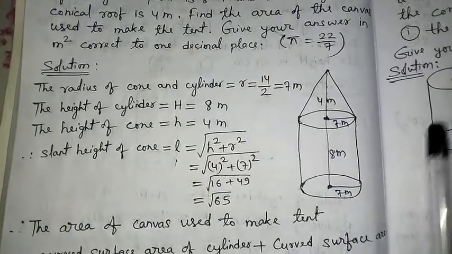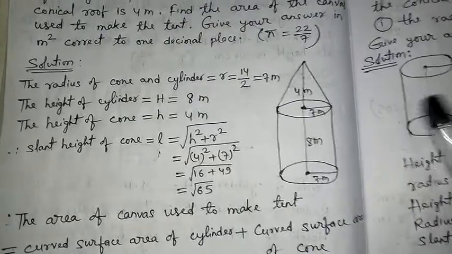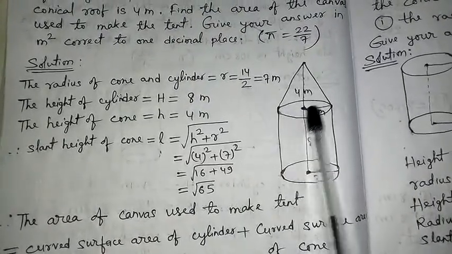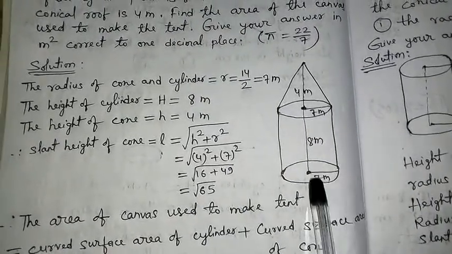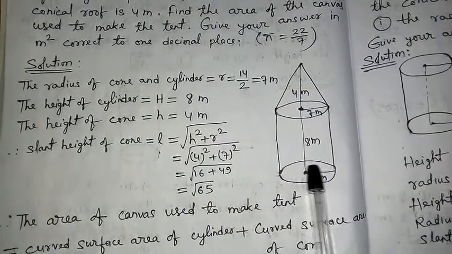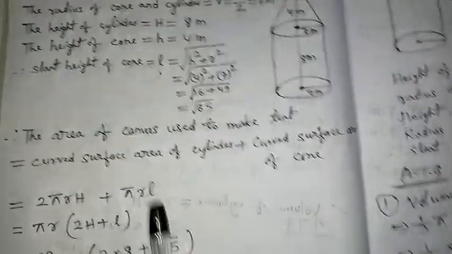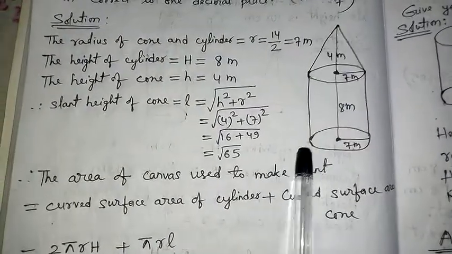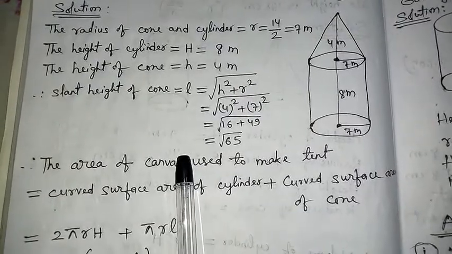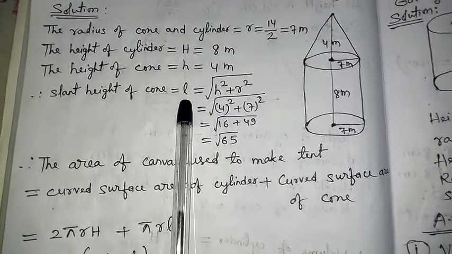So I mean to say here, which area you will find? You will find curved surface area. Why? Because here it is open, this particular portion is open, here it is on the ground, no canvas has been used, so it is also open. So when everything is open, that means it is curved surface area. So to find the curved surface area of the cone, we need l, pi r l. So that's why we will find l.